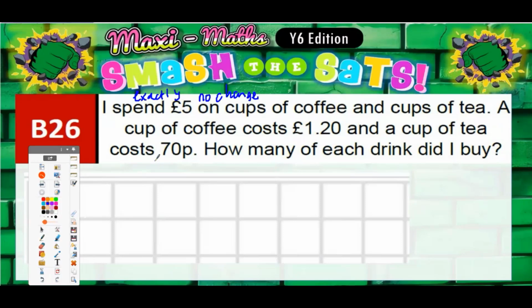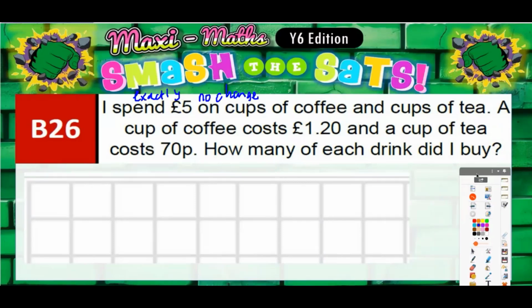Now, this is basically to do with multiples. So what we're going to do is talk about coffees on one line and do multiples of £1.20, and we're going to do teas on another line and do multiples of 70p. And then we're going to see if we can find some combination of coffees and teas that adds up to £5. So if we go coffees first, one coffee would be £1.20.